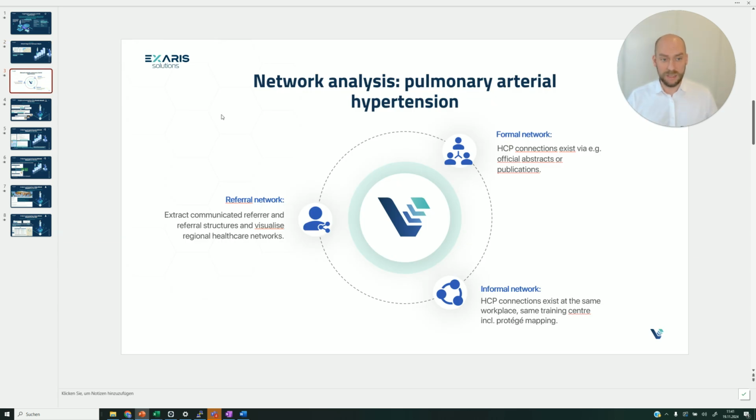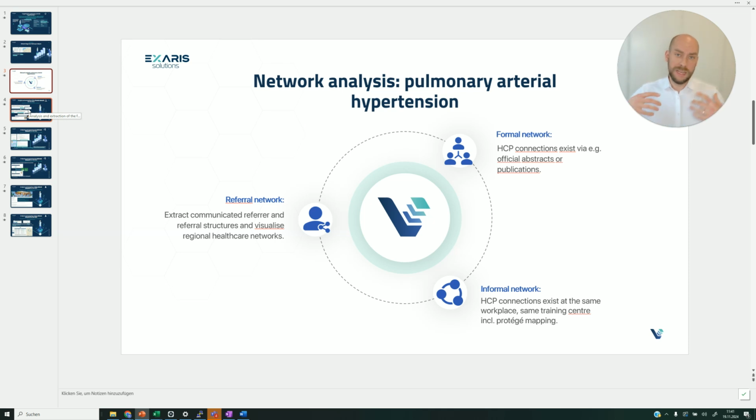The next step, and this is very important, is the network analysis for the indication. And this is what we do in 3 steps. So we do the formal network, the informal network, and the referral network, and all based on the open data.